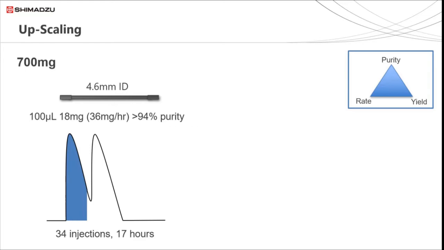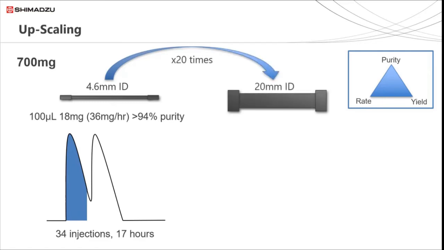and particle size. Scaling from a 4.6mm ID column to a 20mm ID column is approximately a 20 times increase in cross-sectional area. Therefore, a 20 times increase in injection volume, flow rate and amount of material on column should provide the same resolution of peaks.